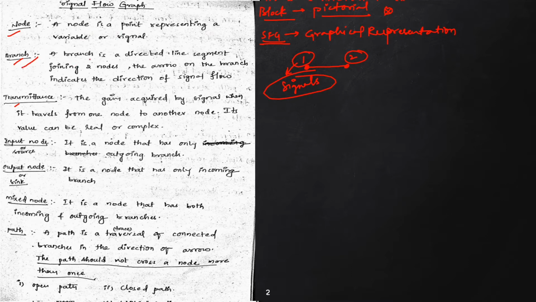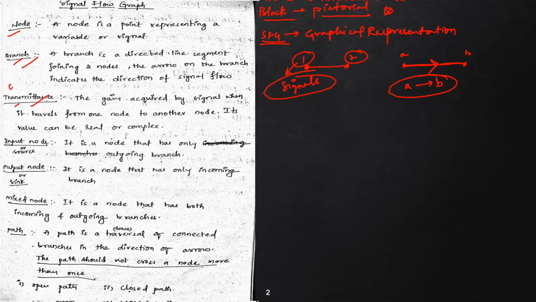And branch. A branch is a directed line segment joining two nodes. The arrow on the branch indicates the direction of the signal flow. Suppose I have two nodes like this, let this be node A and let this be node B. I have drawn a line segment joining these two nodes A and B, and I have indicated the direction like this. So a branch is nothing but this particular line, whatever we are drawing, and the arrow on the branch indicates the direction of signal flow, meaning the signal is moving from A to B. So that is what branch means.